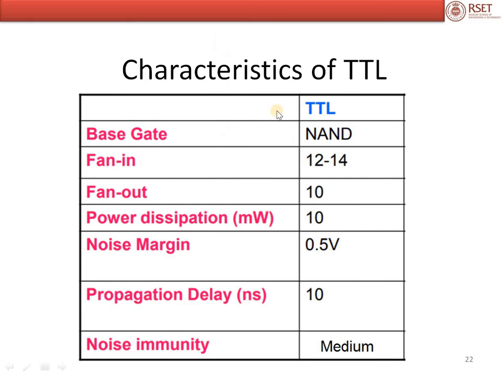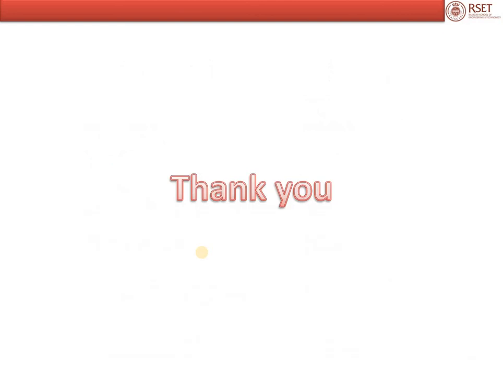And these are the characteristics of TTL. Normally the base gate is NAND, fan in is 12 to 14, fan out is 10, and power dissipation is 10 milliwatt. Noise margin is 0.5 volt. Propagation delay is 10 nanosecond and noise immunity is medium. So this is the overview of transistor logic. Thank you.